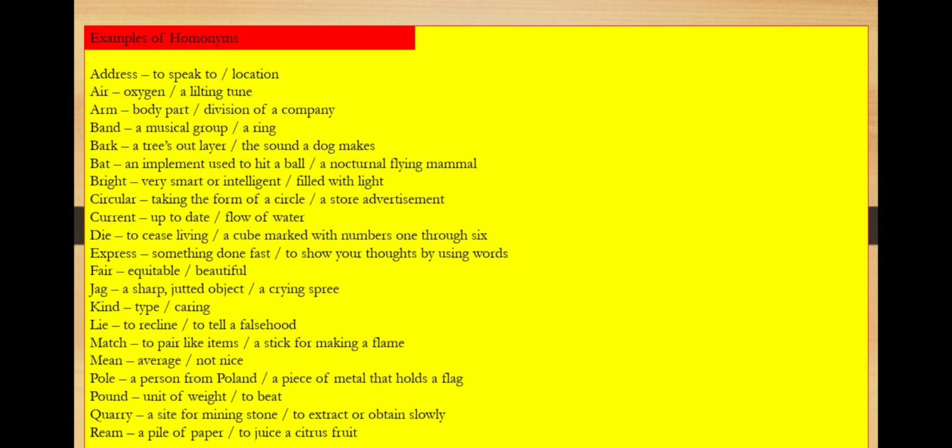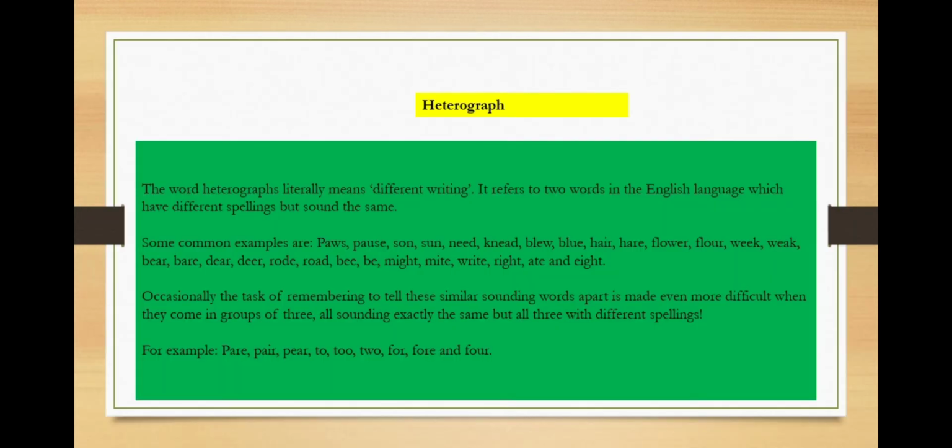die, to cease living, or a cube marked with numbers one to six. Express, something done fast, or to show your thoughts using words; fair, equitable, and beautiful. Jag, a sharp jutting object. Kind, type or caring. Lie, to recline or to tell a falsehood. Match, to pair like items, or a stick for making flame. Mean, average, or not nice. That's all the examples of homonyms.